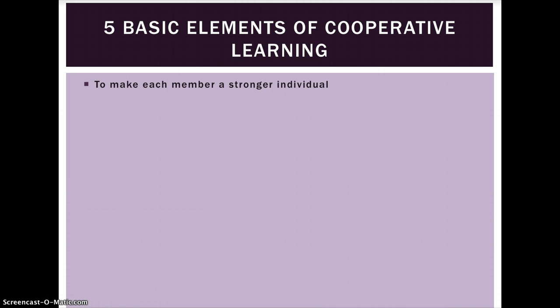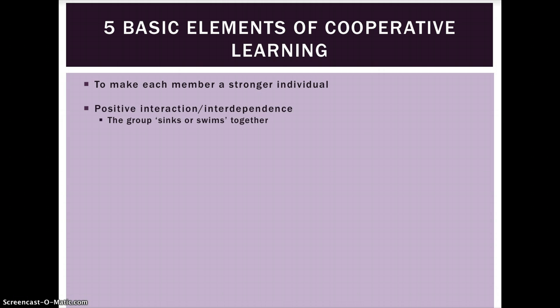Next, we take a look at the 5 basic elements of cooperative learning. In order to understand cooperative learning, we need to understand what the purpose of it is. The purpose of cooperative learning is to make each member, or each student, a stronger individual. The 5 elements focus on making that purpose come true.